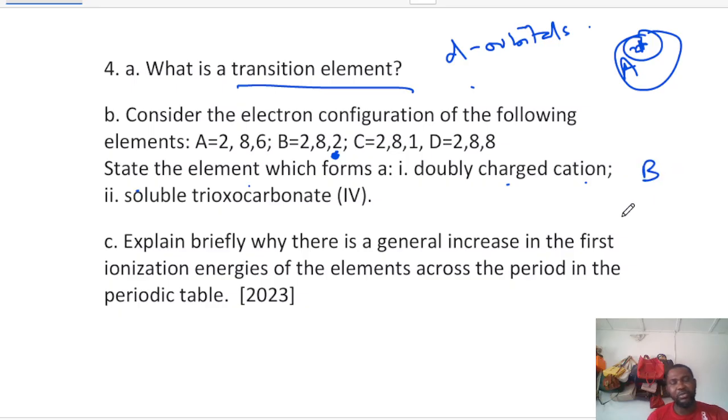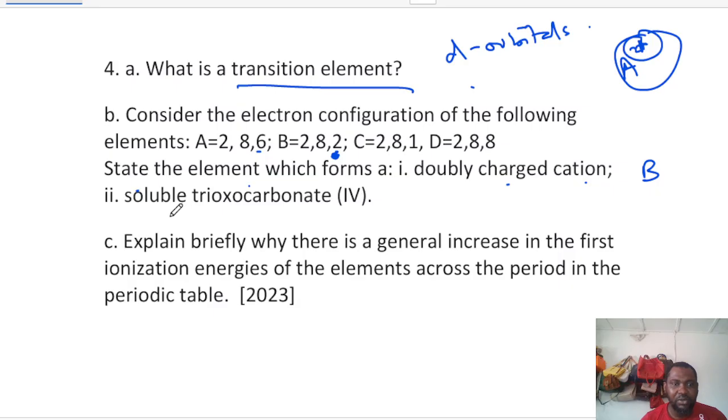Now I want to put here that if you are asked which of them is a doubly charged anion, an anion being a negative ion, the answer would have been A. Remember, a cation is formed by losing electrons, but an anion is formed by gaining electrons. So 2,6 means this can gain 2 electrons to become stable, to become an octet configuration. But for this one to become an octet, it has to give away 2 electrons. So the answer to this is B.